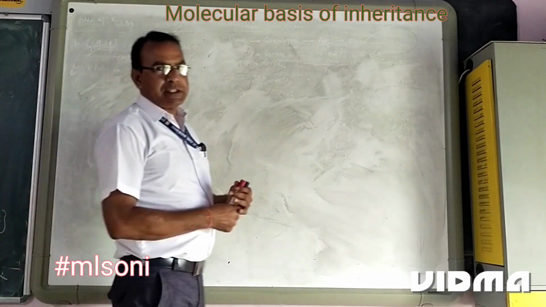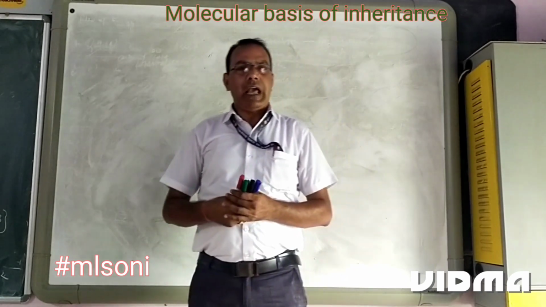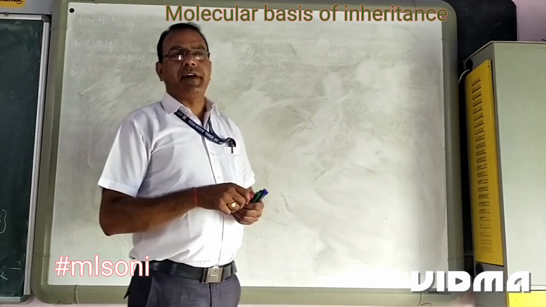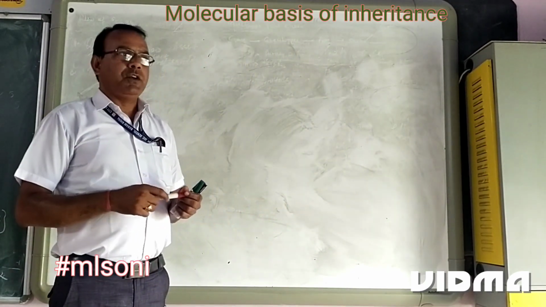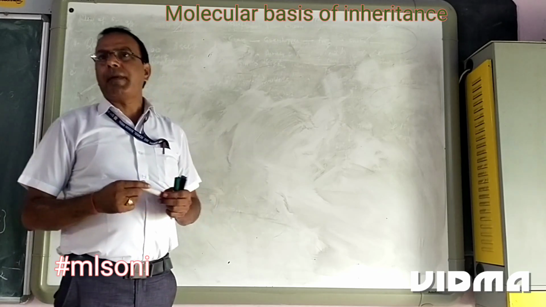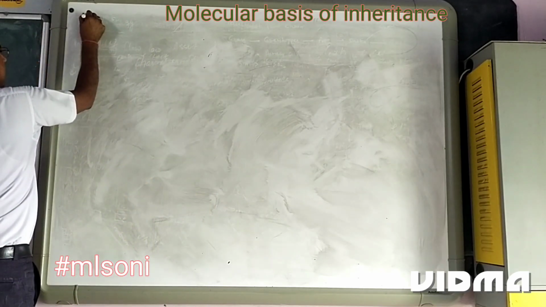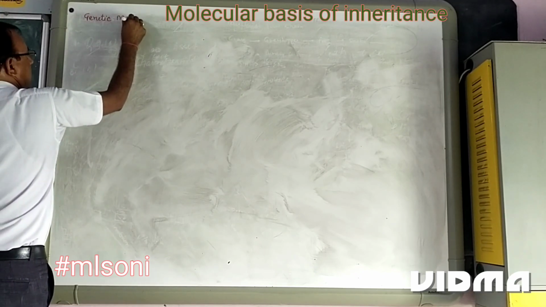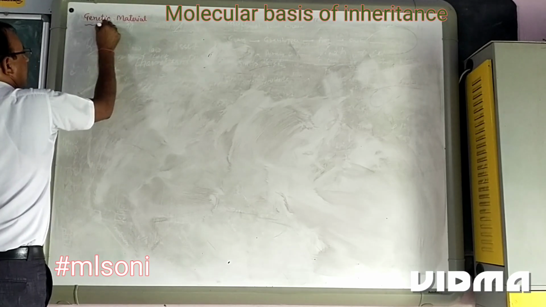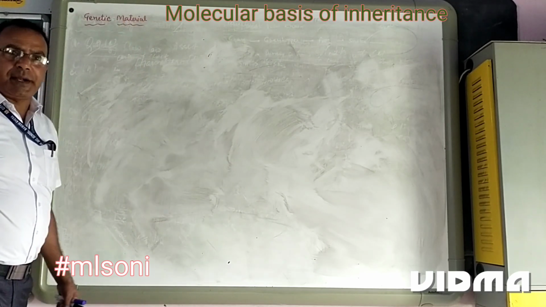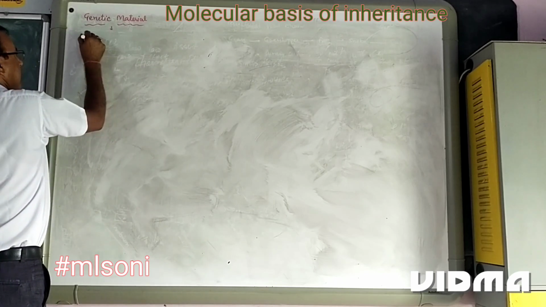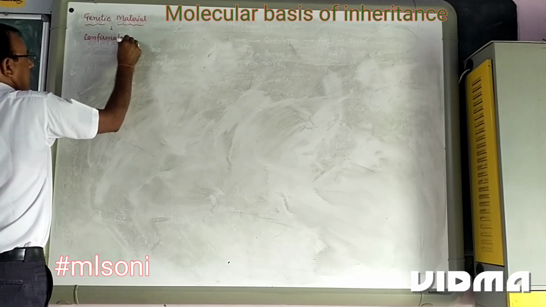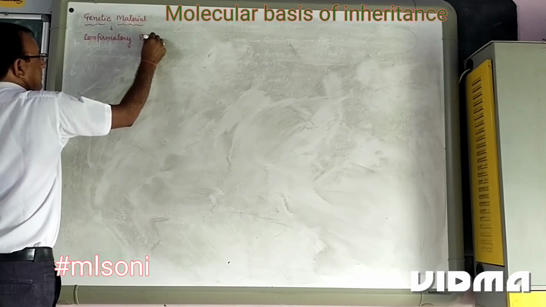Hello students, in the previous part we studied how Avery, MacLeod and McCarthy showed which one is the genetic material. And in this part we discuss the confirmatory experiment proposed by Alfred Hershey and Chase. This experiment was to show which substance is the genetic material. The experiment name is the confirmatory experiment.